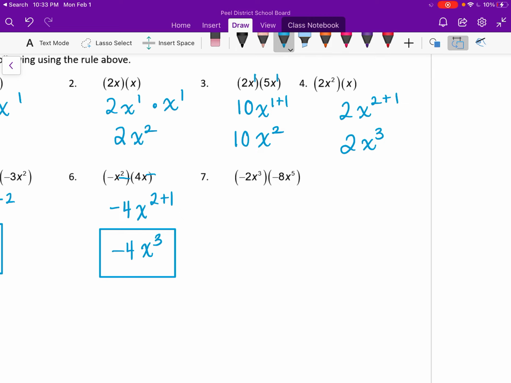Okay. And then last but not least, we have -2 and -8. So you always multiply the coefficients together. It's going to give me +16. And then I have x to the power of 3 times x to the power of 5. So it'll just be x, 3 plus 5. So +16x to the power of 8. Cool.